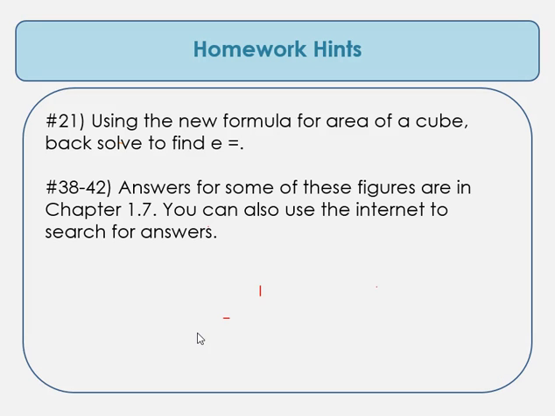Here are some hints for the rest of your homework. For number 21, use the new formula for area of a cube and back solve to find E equals. So you're going to solve for E for number 21. Numbers 38 through 42, answers for some of these figures are in chapter 1.7. And you can also use the internet to search for answers. They're asking for numbers of sides and so forth for hexahedrons. And we went over that in chapter 1. And most of the answers will be there.